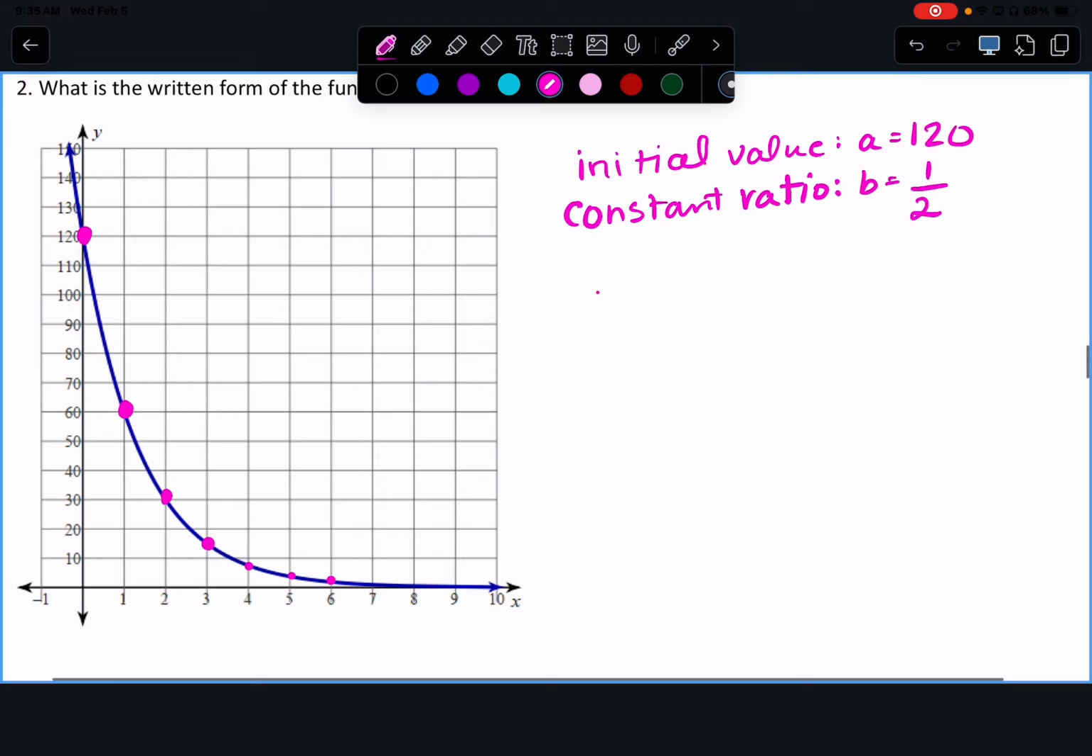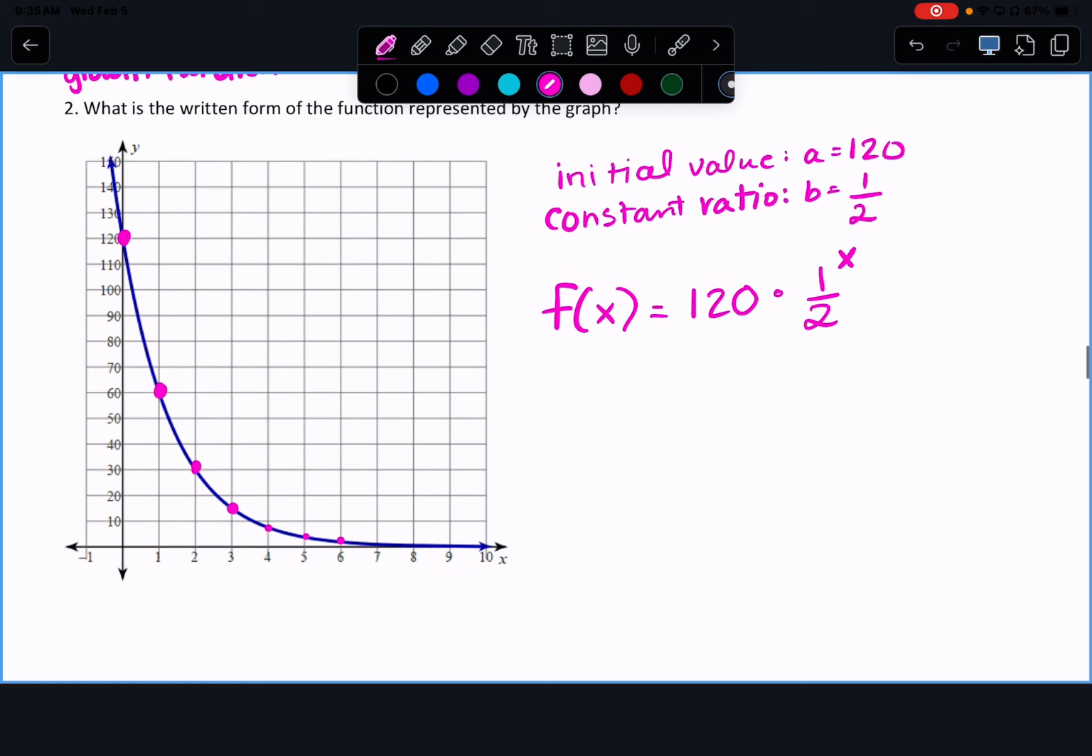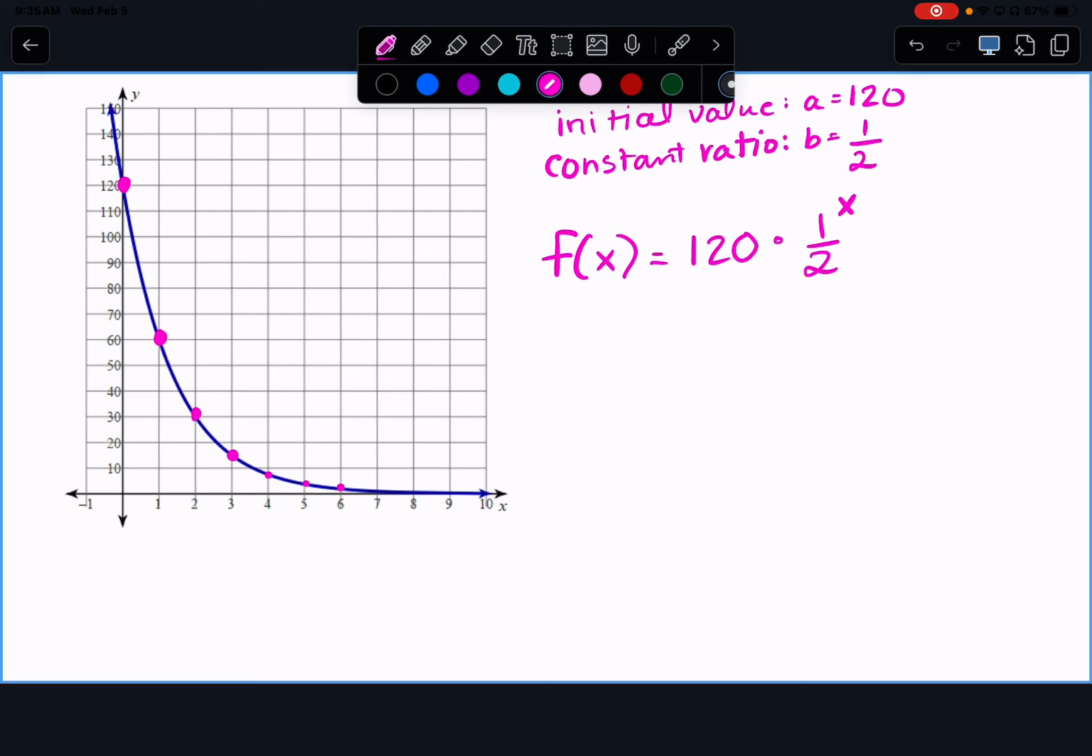All right. Now we can write the function. What is the first thing I would need to write? Your 120. So I would do 120 times 1/2. What power does that 1/2 need to go to? The x power. Do they always go to the x? That's what makes it exponential. Yep, because of the exponent. Now, is that one increasing or decreasing? Decreasing. Okay, and since this is decreasing, that is an example of a decay function.